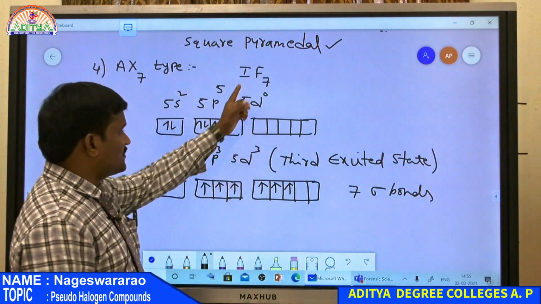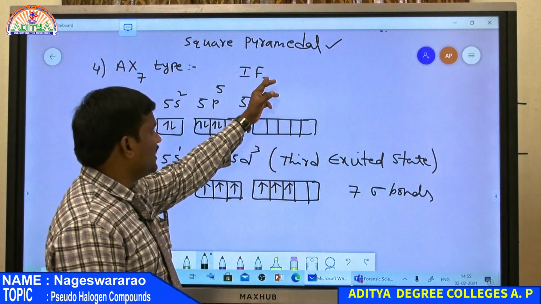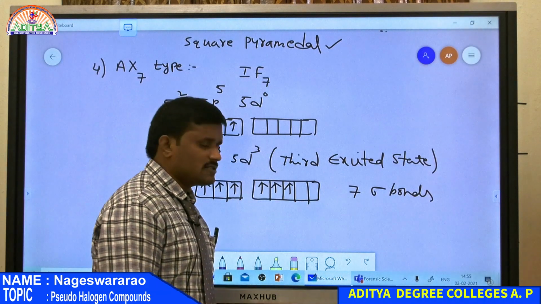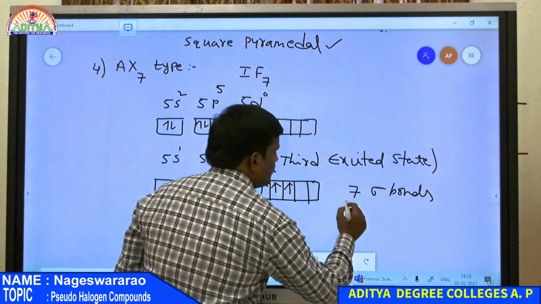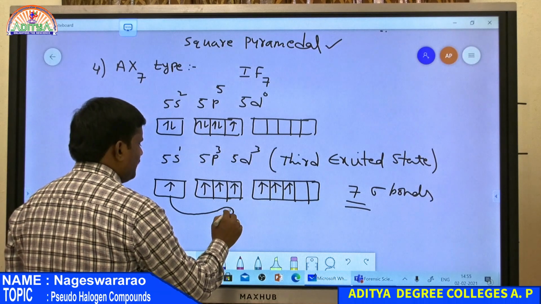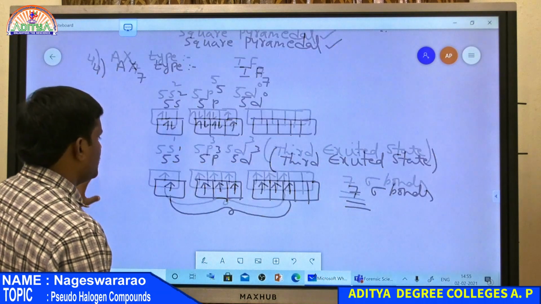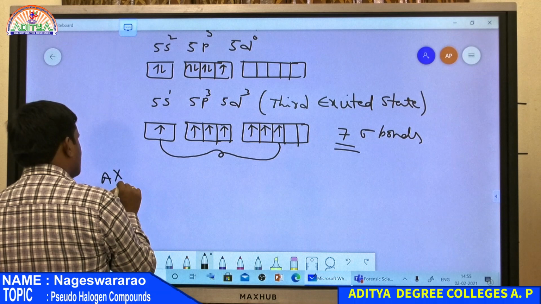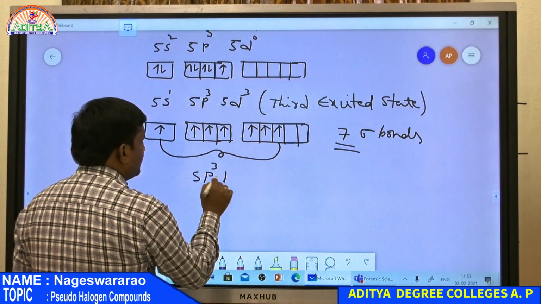So IF7. There are 7 fluorine atoms, each fluorine having a single electron. Therefore, all the single electrons present at fluorine can bond with all 7 electrons at iodine. Here there is sigma bond formation, and also 1 s orbital, 3 p orbitals as well as 3 d orbitals are involved in the bond formation. Hence, in AX7 type interhalogen, the central atom undergoes sp3d3 hybridization.